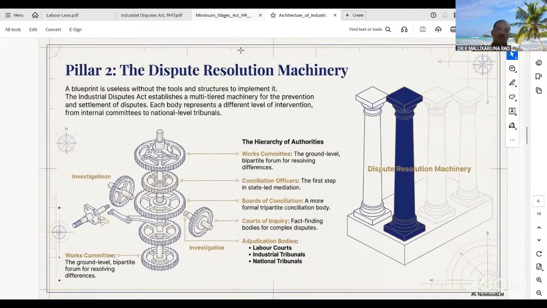Sometimes even the board of conciliation is unable to address the issue, then the next level can be the court of inquiry. These are fact-finding bodies for complex disputes; the courts are legally involved in the organization's disputes. They try to resolve them, and they also appoint investigation officers. Labor courts, industrial tribunals, and national tribunals are there to address disputes under the Industrial Disputes Act at this level.